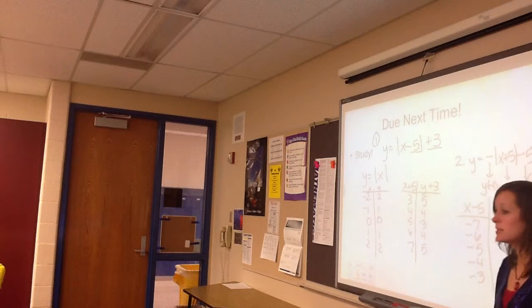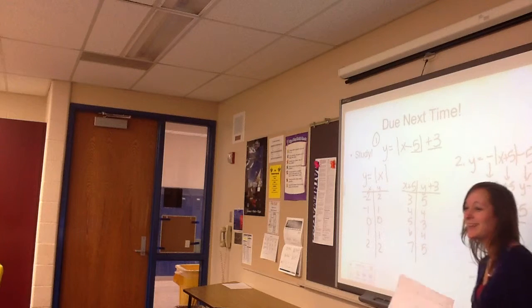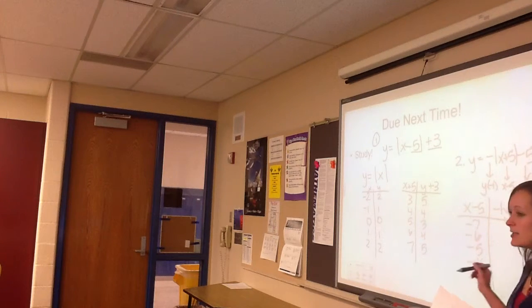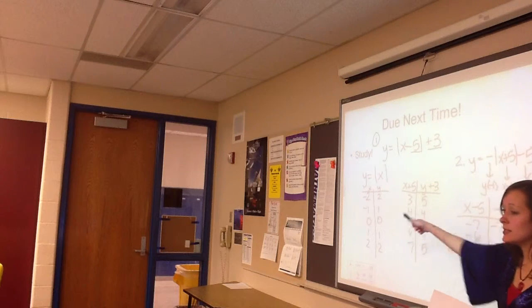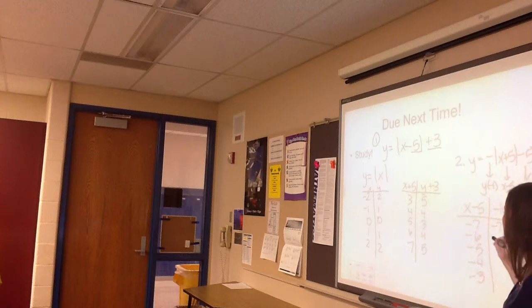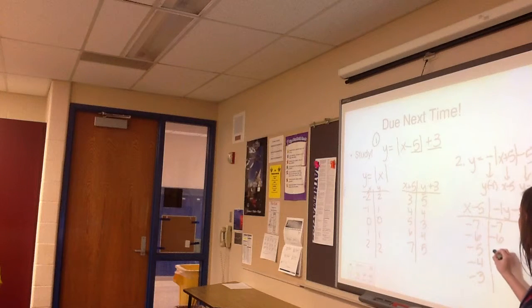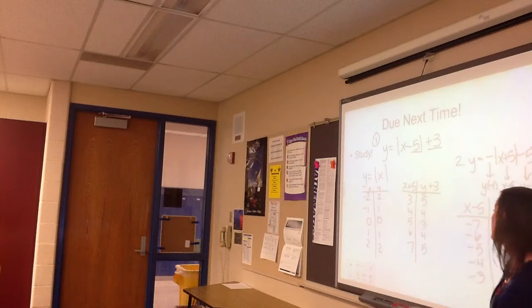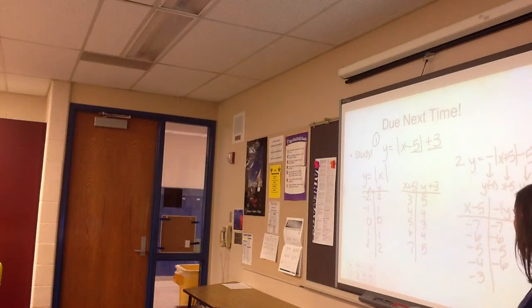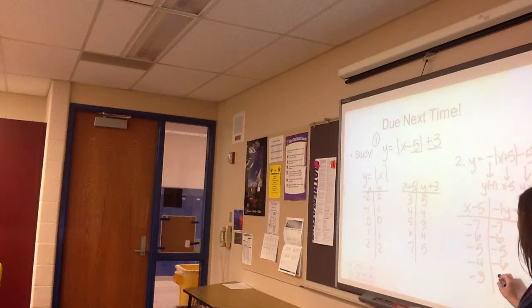So negative 1 times negative 2 is 2, minus 5 is negative 3. Negative 1 times 1 is negative 1, minus 5 is negative 6. Negative 1 times 0 is 0, minus 5 is negative 5. Negative 1 times 1 is negative 1, minus 5 is negative 6. Negative 2 times negative 1 is negative 2, minus 5 is negative 7.